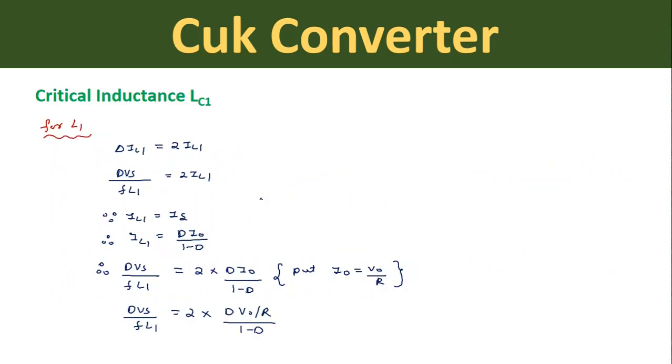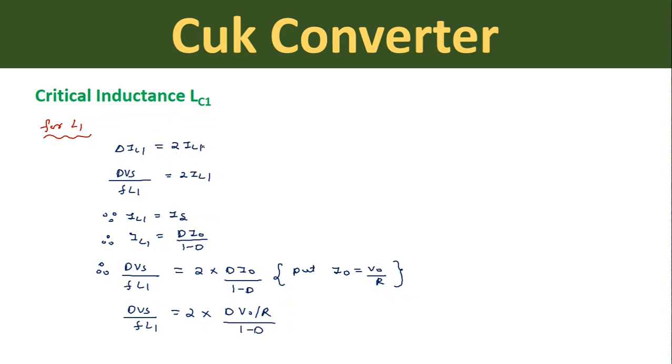Now we will derive the critical capacitance values for the Chuk converter. First we will take for L1. Critical capacitance for L1 is represented by LC1. From the waveform we can see that the change in inductor 1 current del IL1 will be equal to 2 into IL1.